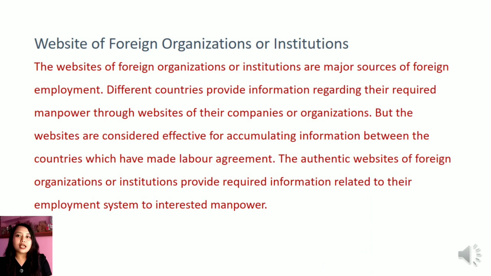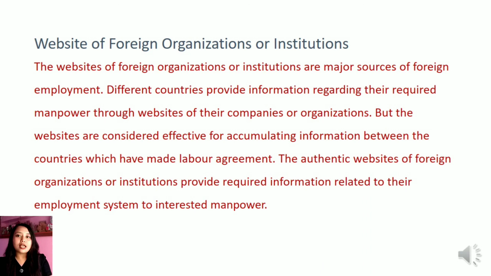So the authentic websites of foreign organizations and institutions will provide the required information related to their employment system to the interested manpower. This means that the website can provide the information directly to the human resources, or that organization can directly provide the information to the manpower companies also. It depends upon what sort of vacancy announcement is made.